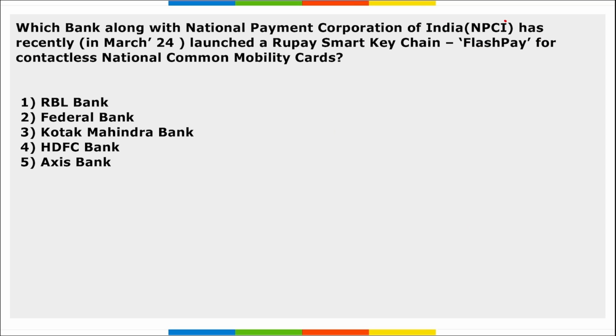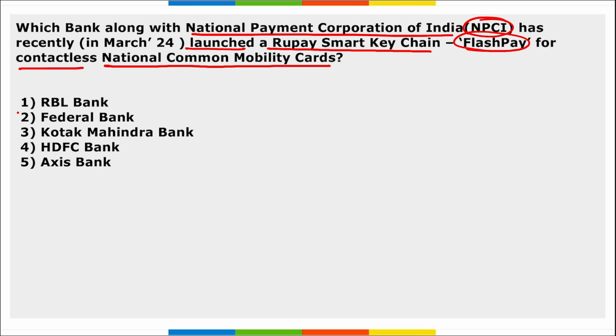Next, which bank along with NPCI, that is National Payment Corporation of India, has recently launched a RuPay Smart Keychain, that is Flash Pay, for the contactless National Common Mobility Card? It is Federal Bank. I repeat, Federal Bank and NPCI have launched a RuPay Smart Keychain Flash Pay. This is for the contactless National Common Mobility Card that will be enabled at various metro stations and point of sale terminals.